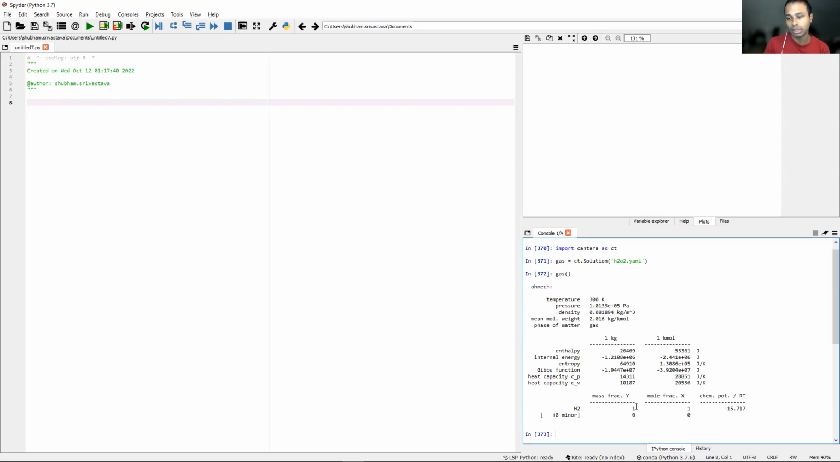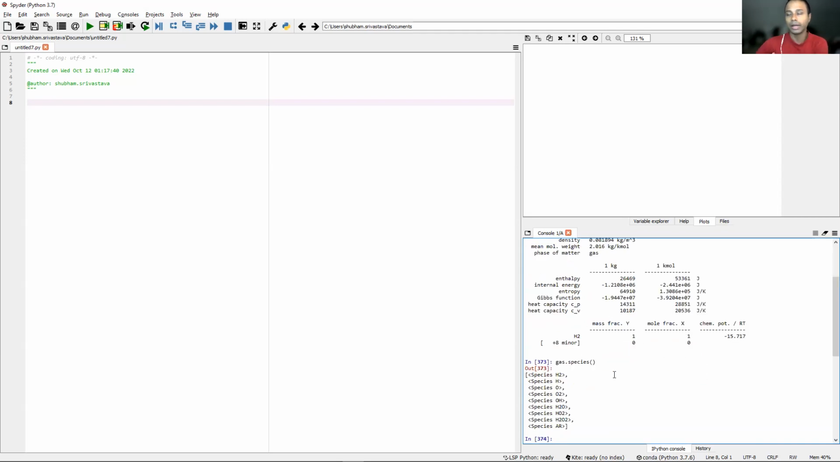initialized hydrogen as one. And if you want to see what all species are involved, we can just write gas.species, right? So in the hydrogen oxidation input data file, we have all of these, I believe, 9 species. So hydrogen atom, O, O2, OH, etc. So we have these 9 species in h2o2.yaml.